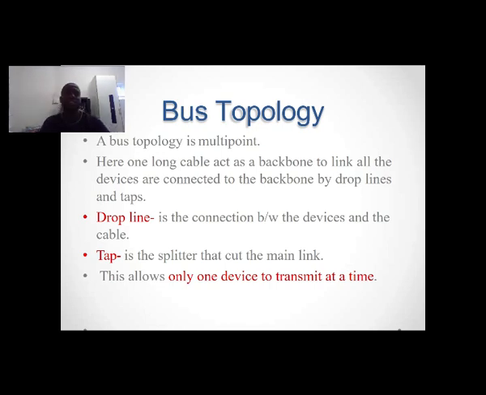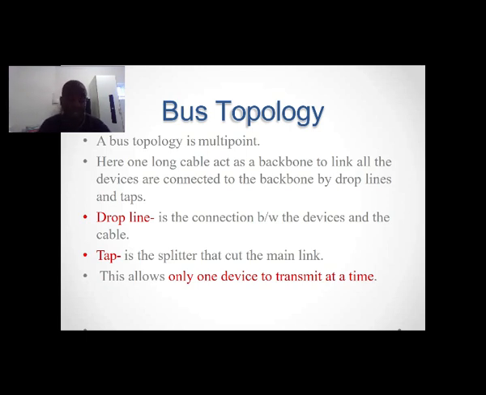So the next one is the bus topology. Right. So a bus topology is a multi-point, right? Here, one long cable acts as a backbone to link all devices that are connected by drop lines and taps, right? So in a bus topology, we have a long cable, and then your devices are connecting to that cable. So it is what is called a drop line and a tap. Those are the keywords. So a drop line is basically the connection between the devices and the cable.